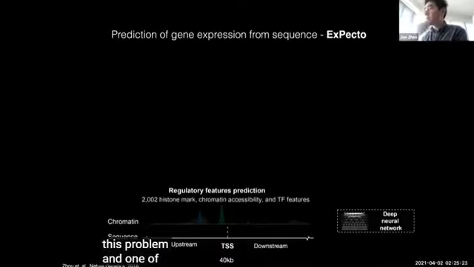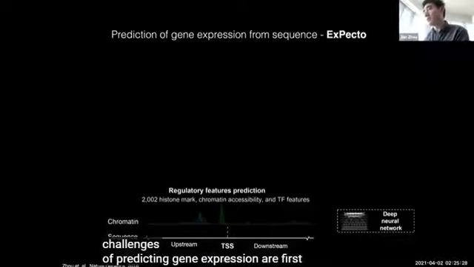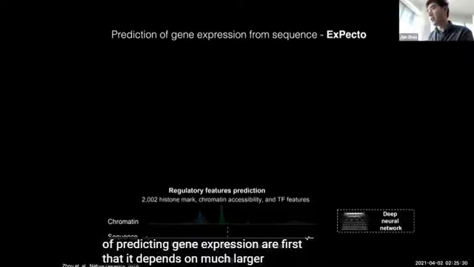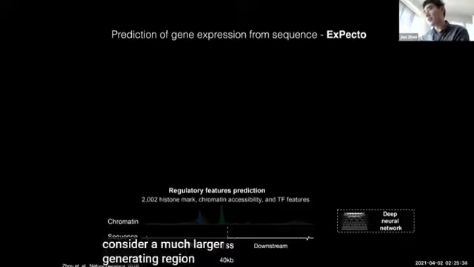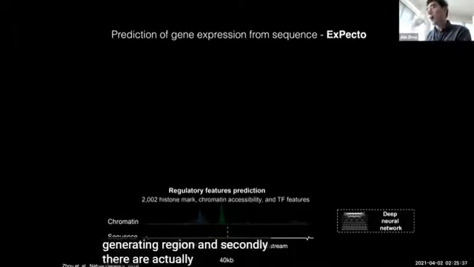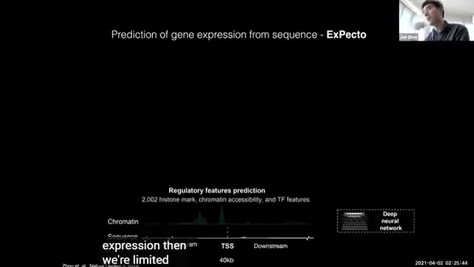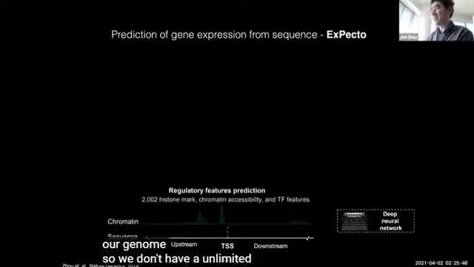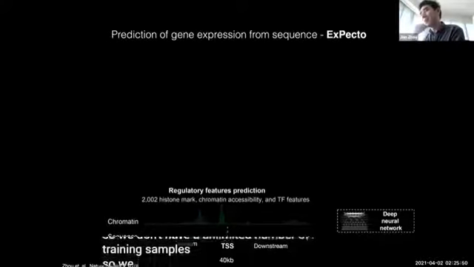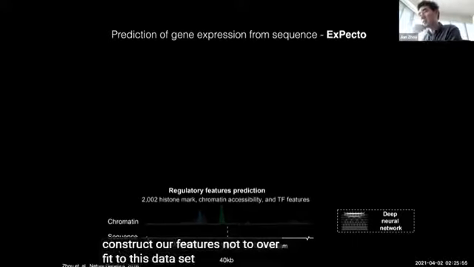And actually two of the challenges of predicting gene expression are, first, that it depends on much larger regulatory sequences. So you need to consider much larger genome region. And secondly, there are actually fewer training samples available. So when we consider the prediction of gene expression, we're limited by the number of genes in our genome. So we don't have an unlimited number of training samples. So we have to be smart about how to construct our features, not to overfit to this data set.